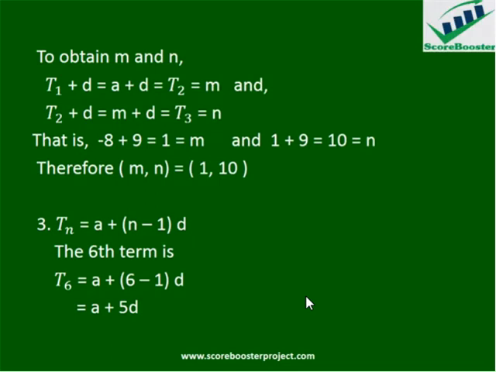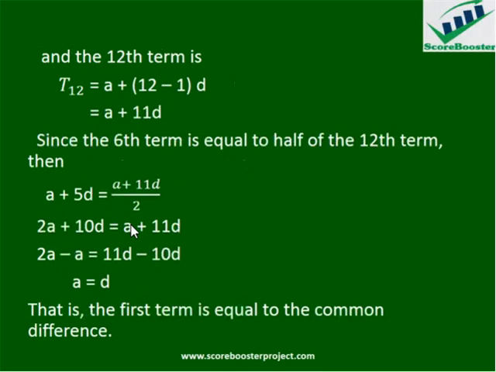Here we first find the sixth term, which is t6 equals, the value for n here is 6, a plus 6 minus 1 multiplied by d. 6 minus 1 is 5, so t6 equals a plus 5d. And we also talk about the 12th term in the question. So we now look for the value of the 12th term. t12 equals a plus 12 minus 1 into d, which is a plus 11d. And from the question they said the sixth term of that particular arithmetic progression is half of its 12th term. So that means the sixth term, which is a plus 5d, equals the 12th term divided by 2, which is a plus 11d divided by 2.